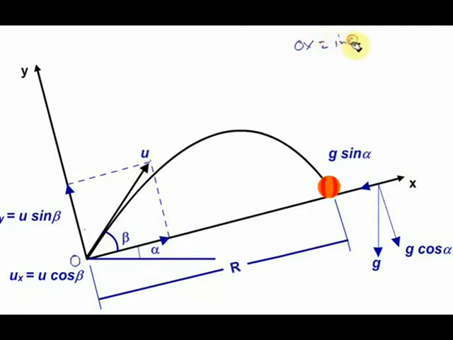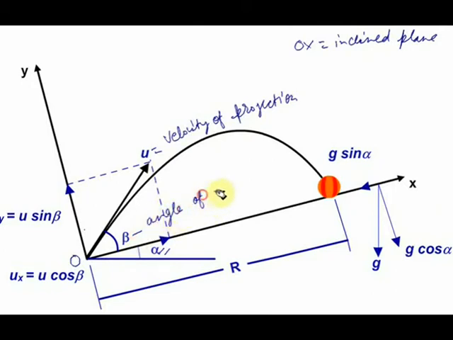So OX is our inclined plane and OX is inclined at an angle alpha with the horizontal, and the projectile is thrown with the velocity u, which is velocity of projection, and the angle of projection is beta. And this is the angle which projectile velocity makes with the inclined plane.